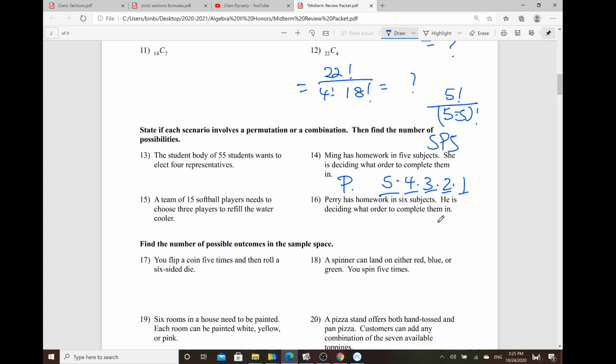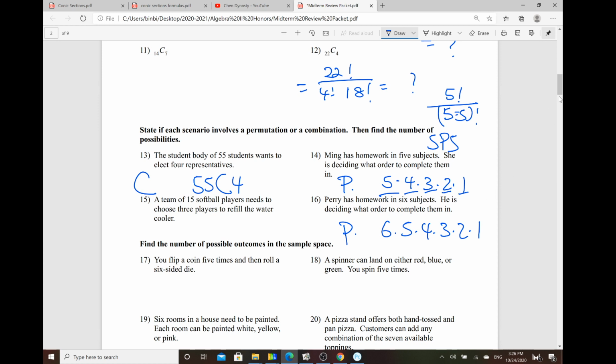Okay, so just multiply them all together. And then the other one: Perry has homework in 6 subjects, so he's deciding what order. This one is quite similar, so permutation. So 6 times 5 times 4 times 3 times 2 times 1. Now what about the odd number? This one, the student body of 55 students wants to elect 4 representatives. So this one, order does not matter. Combination. So 55 choose what? 4.